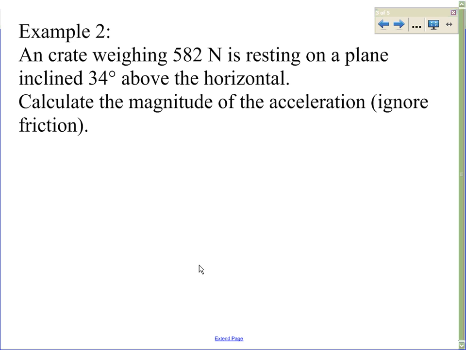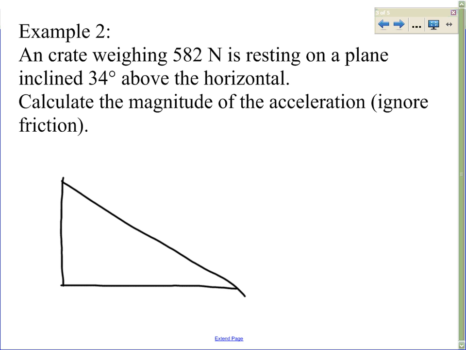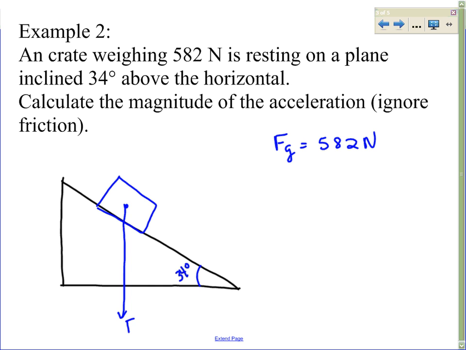So, the inclined plane problem. Let's draw an inclined plane. The angle is 34 degrees. And we have this crate, which has a weight, 582 newtons. So there's my crate. Remember, weight is always straight down. So there's my FG.